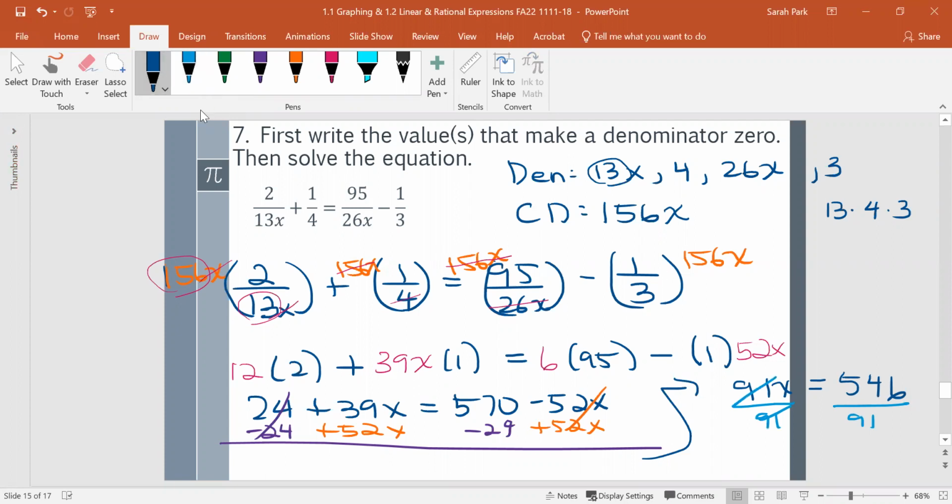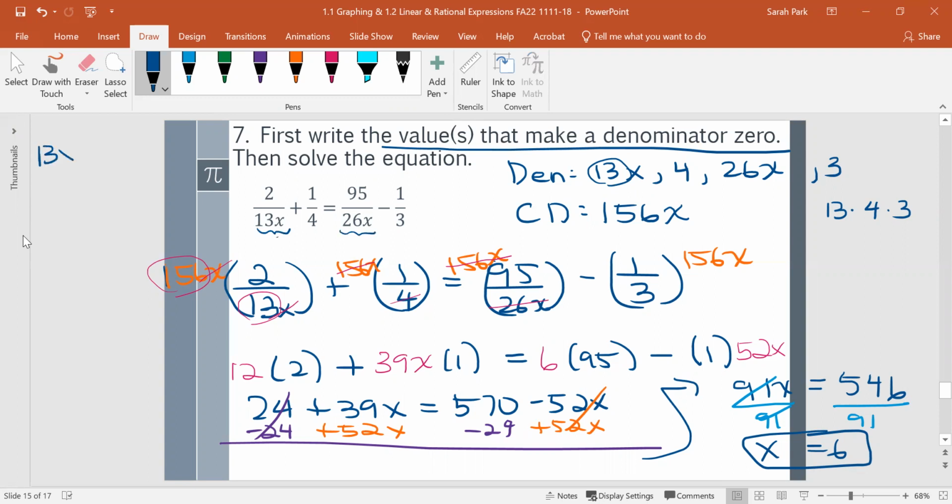And x is going to be, oh, this is a nice solution, 6. Okay, I think we forgot to write the values that make the denominator 0, actually. Forgot about that. We have to determine what values make this denominator 0. What that means is what will make 13x equal 0, or what will make 26x equal 0.